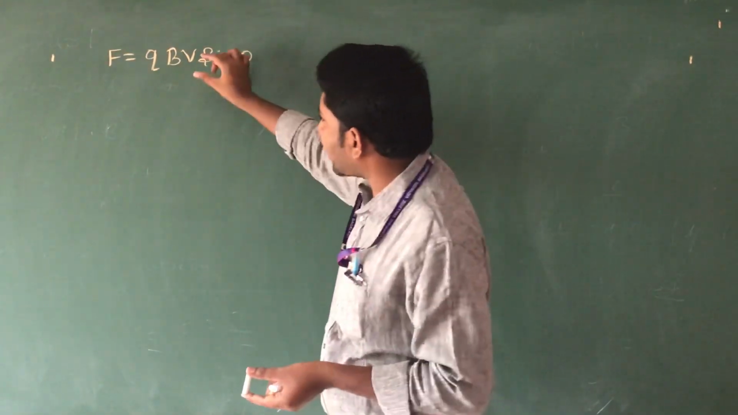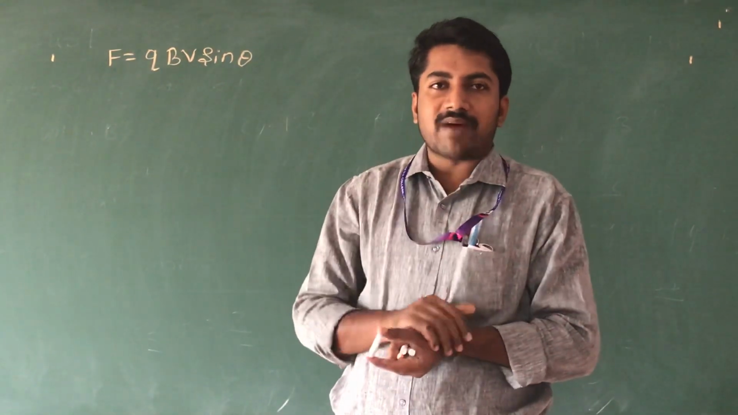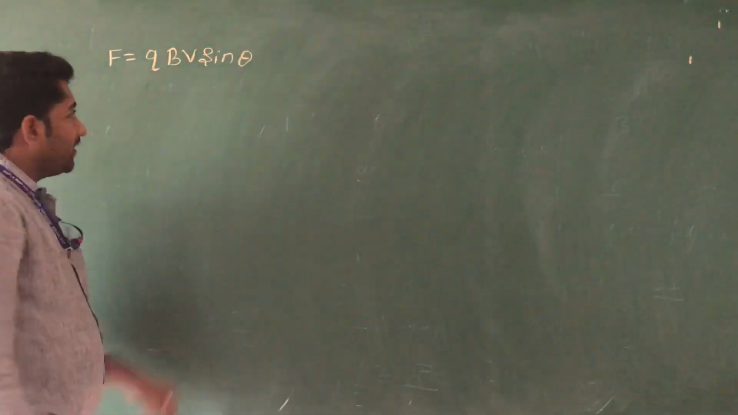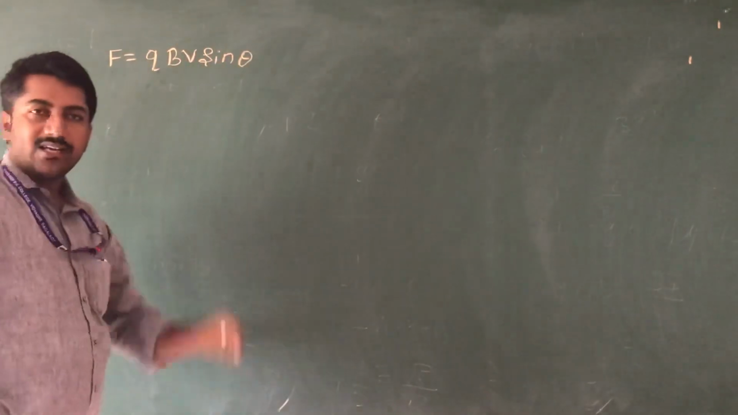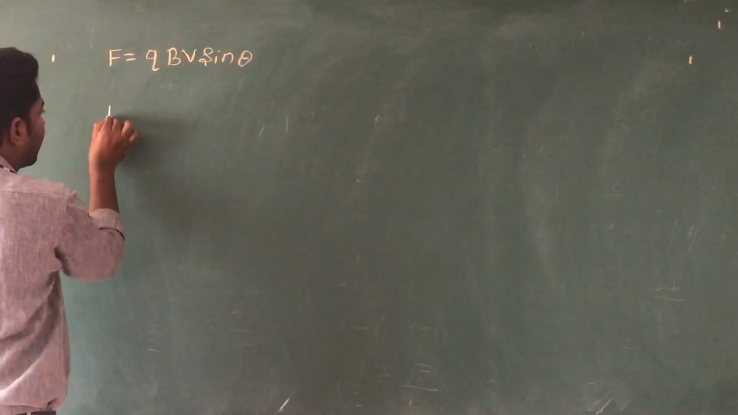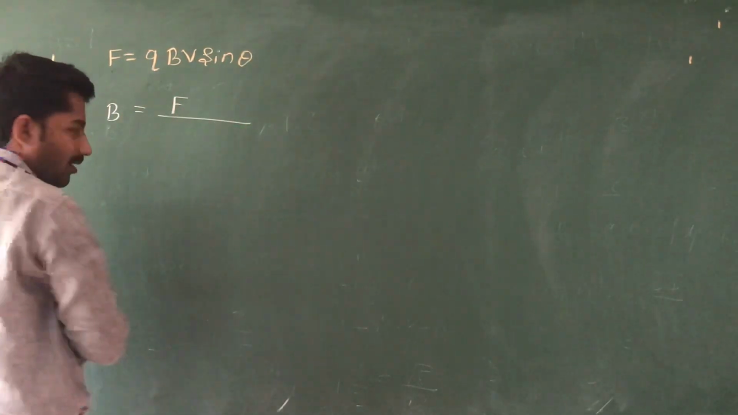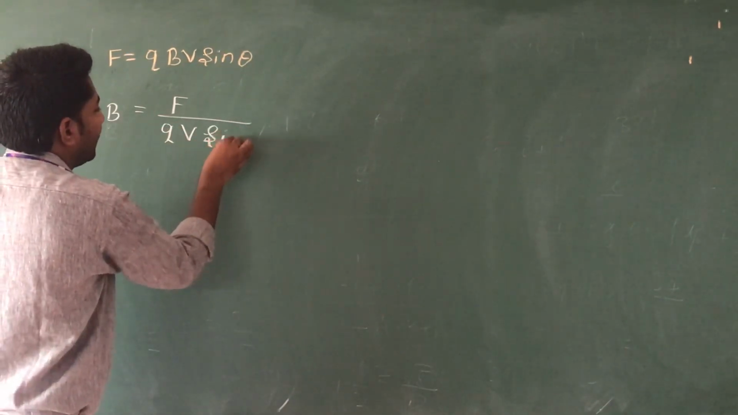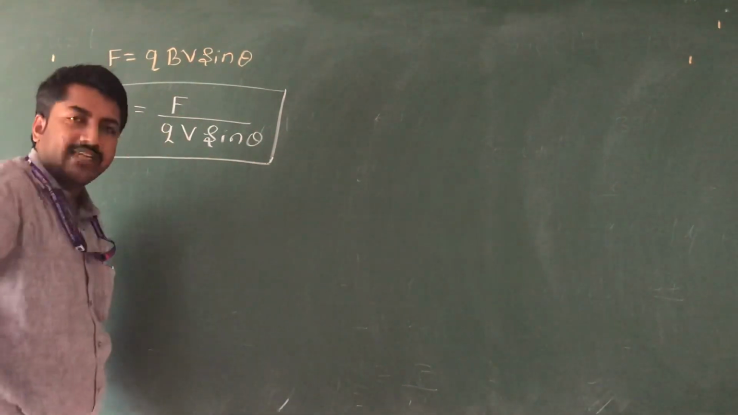And using this magnetic force equation, now we can define the magnetic field. Here F is equal to Q into BV sin theta. F is the force, Q is the charge, B is the magnetic field, V is the velocity, theta is the angle between the velocity and magnetic field. From this equation, we can write the magnetic field B is equal to F divided by Q into V into sin theta.